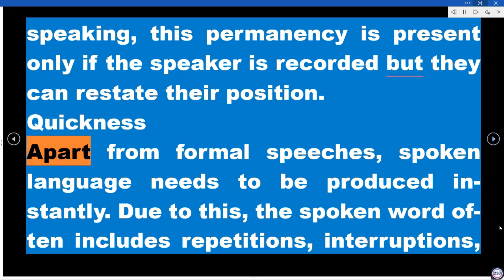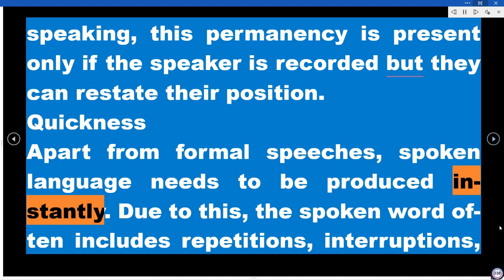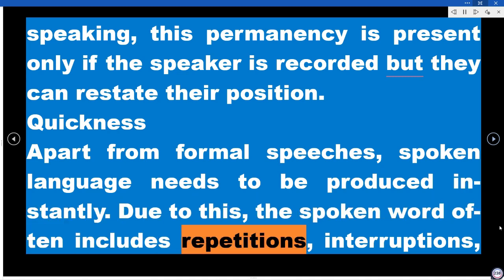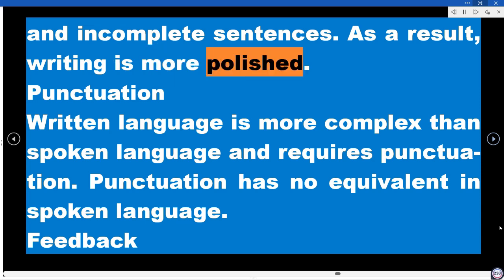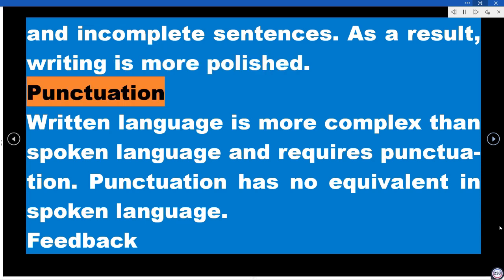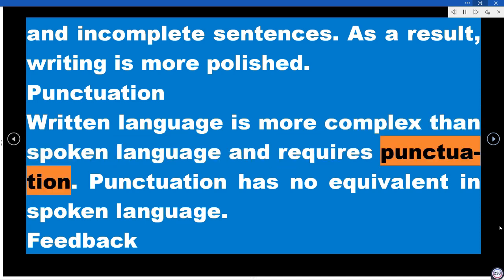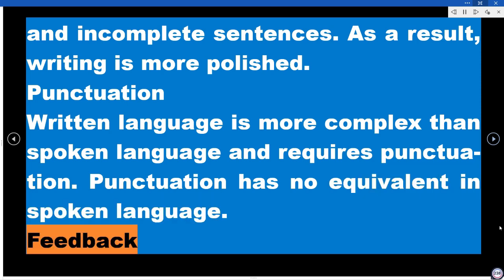Quickness. Apart from formal speeches, spoken language needs to be produced instantly. Due to this, the spoken word often includes repetitions, interruptions, and incomplete sentences. As a result, writing is more polished. Punctuation. Written language is more complex than spoken language and requires punctuation. Punctuation has no equivalent in spoken language.